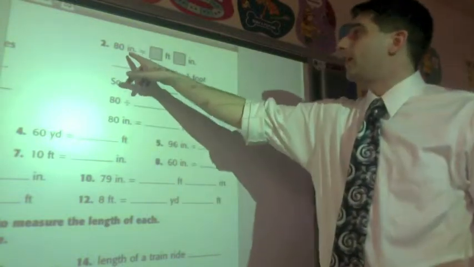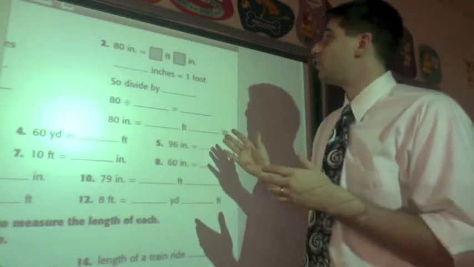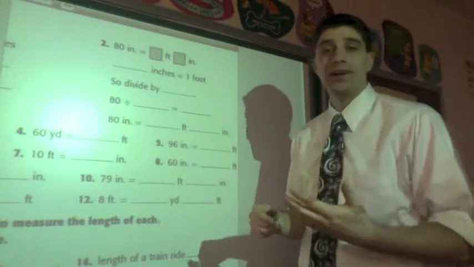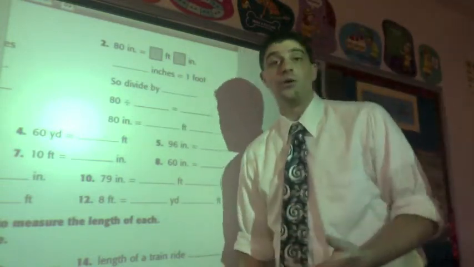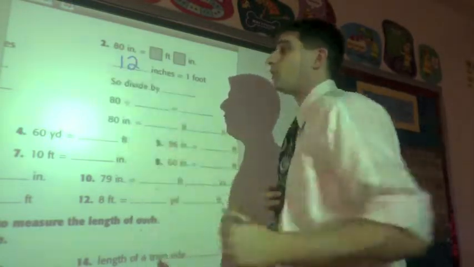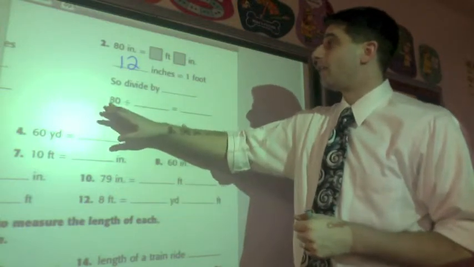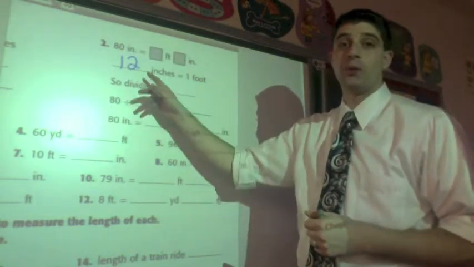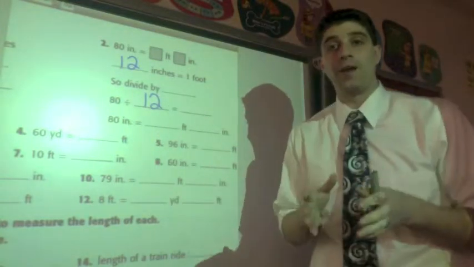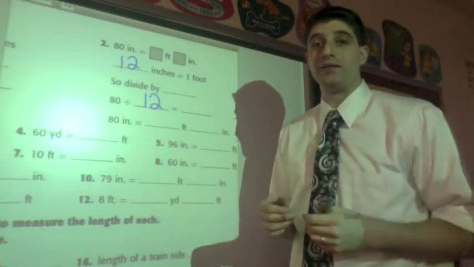Okay, 80 inches, and I want to know how many feet and inches equal 80 inches. So how many inches equal a foot? And we all know that it is, yep, you guessed it, 12 inches. 12 inches equal a foot. So now we're going to divide. We're going to divide 80 inches by our 12 inches. Again, when we go from a smaller unit to a bigger unit, we want to divide.